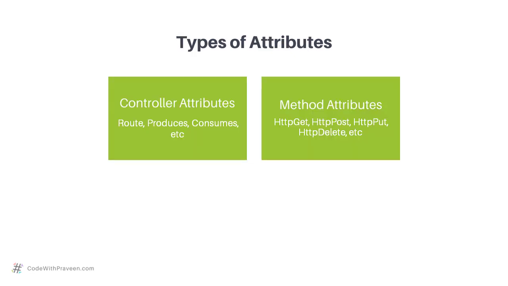Second, attributes are used to configure the behavior of Web API controllers and their action methods. They can be applied to both controller classes as well as their action methods. Route, produces, and consumes are some of the attributes you can apply to your controller class. On the other hand, the action methods can have HTTP get, HTTP put, HTTP delete, and so on.